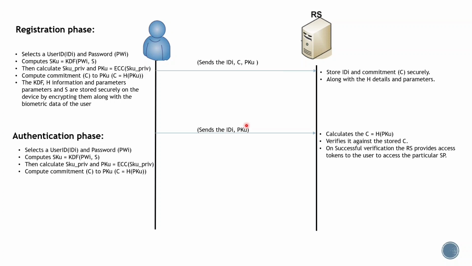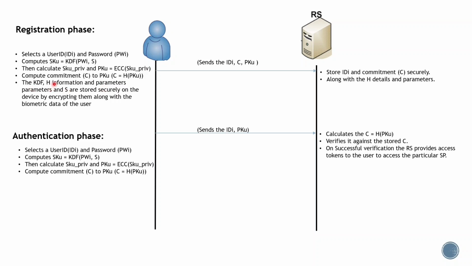Going through the protocol itself, in the registration phase, the user selects a user ID and a password. He computes a secret key SKU using a key derivation function, his password, and a random salt. This random salt helps him against rainbow table attacks. He then calculates the private key and also the public key using elliptic curve cryptography. Then he computes a commitment for this public key. Basically, this commitment acts as an envelope for this public key, and it encrypts this public key. This can be used in the further part of the protocol.